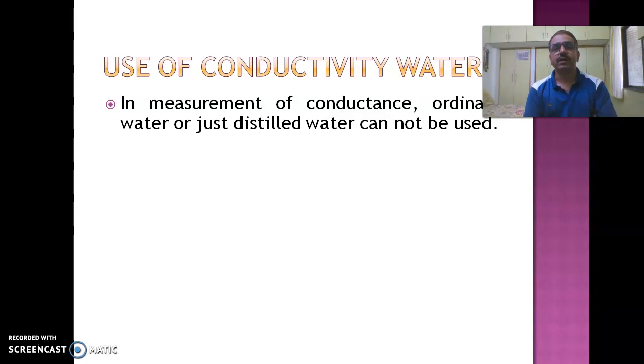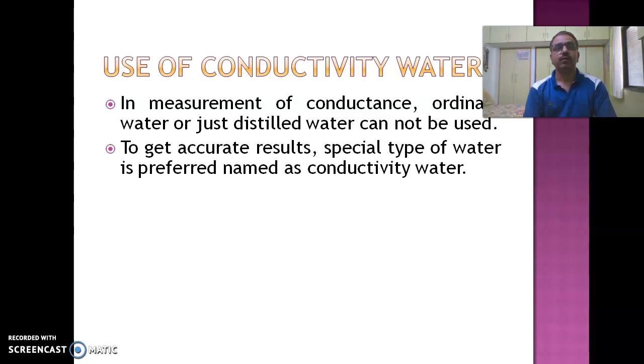So in measurement of the conductance, ordinary water or just distilled water cannot be used. To get accurate results, a special type of water is preferred, that is called conductivity water. You know, ordinary water contains many dissolved salts, either magnesium salts or calcium salts. And if these salts are present in the water, the conductivity may be due to these dissolved ions also. And therefore, whenever we use an aqueous solution, we never use just ordinary or distilled water. For that, a special type of water, that is conductivity water, is used.